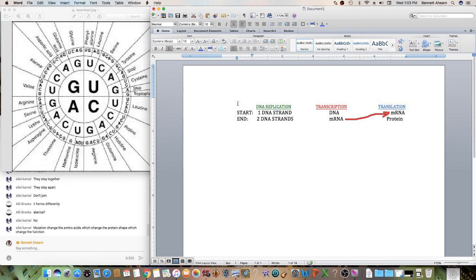So just remember, these are the key things for each of these processes that we've learned about. You've learned how transcription happens, how translation happens, what goes in, what comes out, where they happen, right? This is big picture stuff here. All right, any last questions before we end for the session?